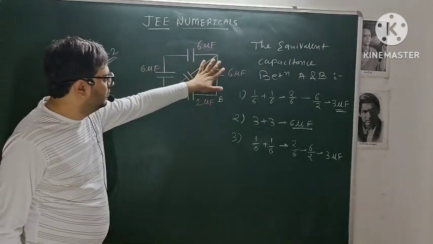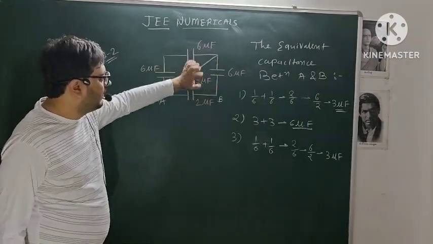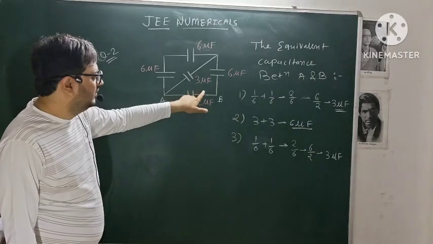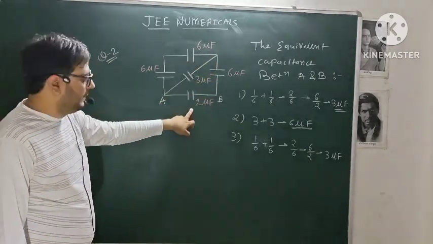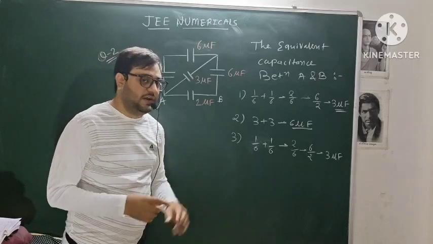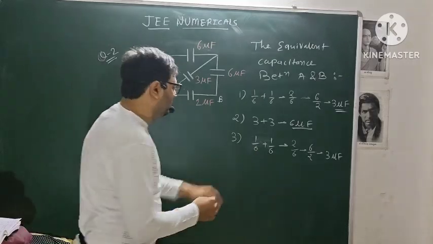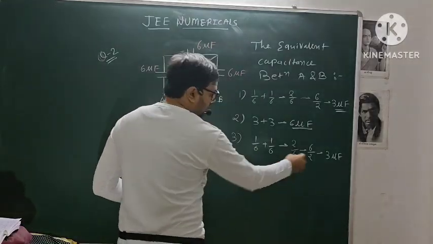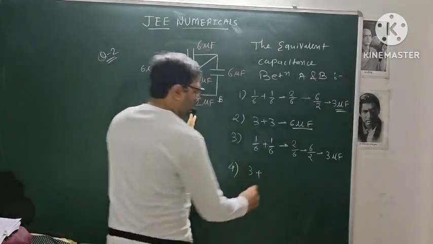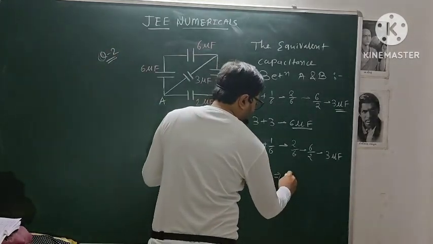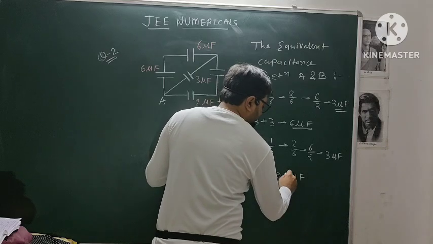Now the whole pull above the capacitor, which is the equivalent capacitor, is parallel to the 2 microfarad capacitor. Okay, so for parallel combination we can write C is equal to C1 plus C2. So here we can write equivalent capacitor is 3 microfarad and the parallel capacitor, that is 2. So answer is 5 microfarad.